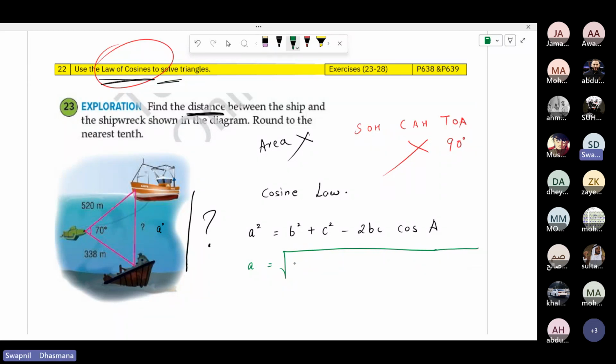b you can take any value: 540 squared, 520 squared plus 338 power 2 minus 2 times 520 times 338 times cosine of A, the angle, which is 70.